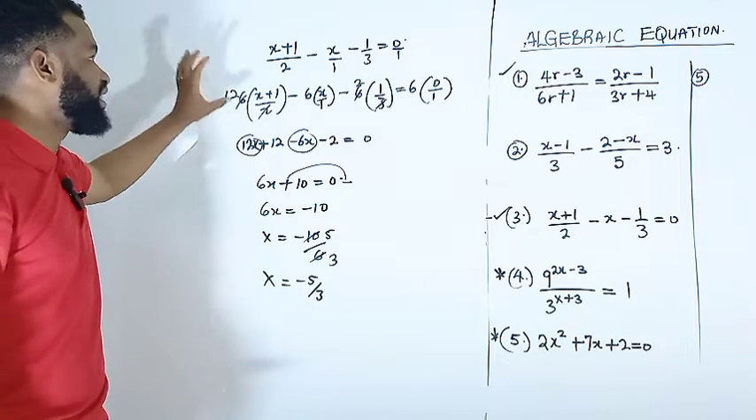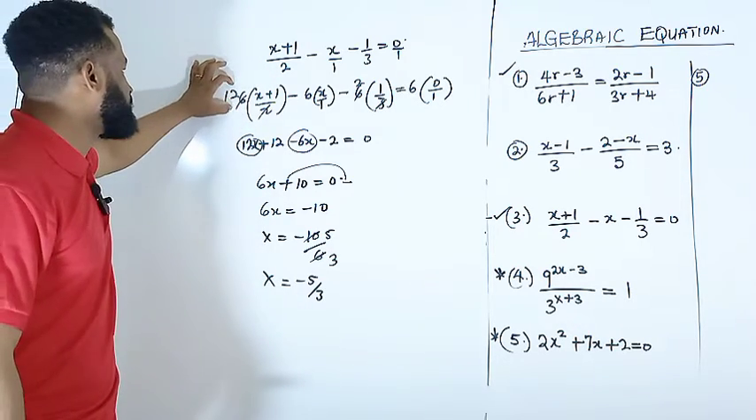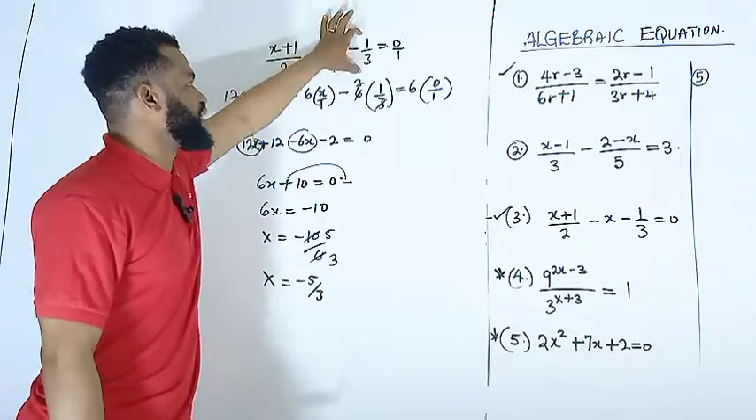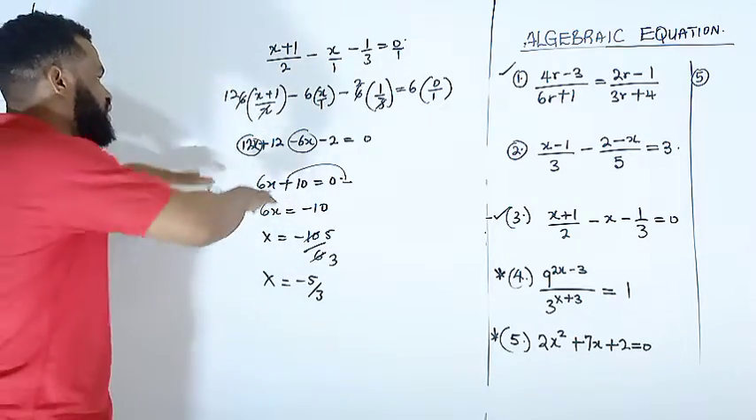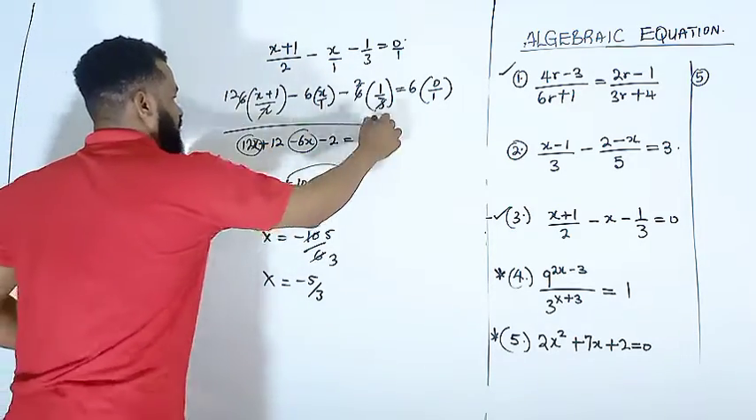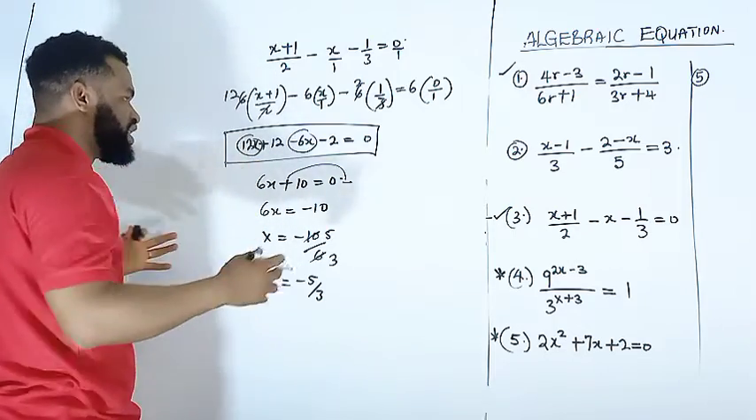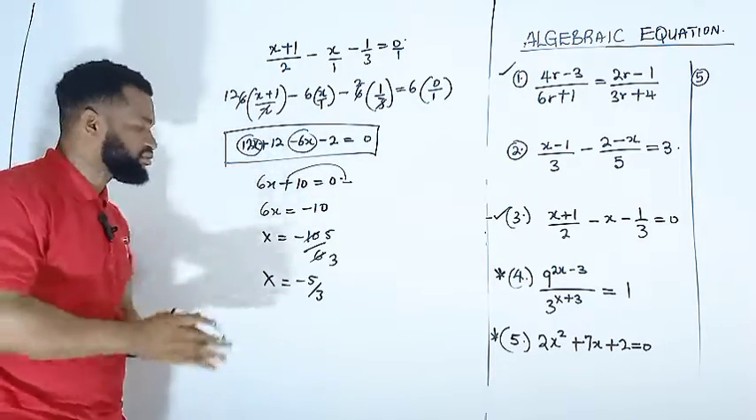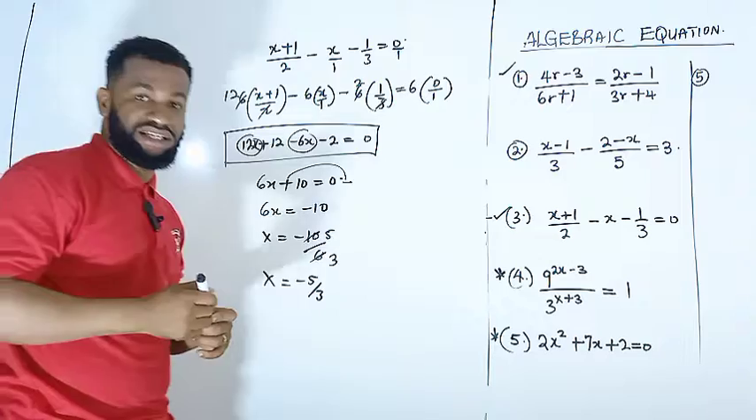Remember, you must find the LCM first and use the LCM to multiply individual fractions. In that case, you will clear the fraction to arrive at a very simple linear equation without fraction. In that case, you can simplify and get your answer.